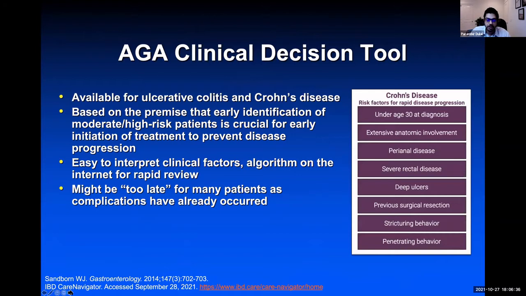So this is the AGA clinical decision support tool that was built in 2014, and it's available online for ulcerative colitis and Crohn's disease. And it's based on the premise that early identification of moderate to high risk patients being moderate to high risk for complications is crucial for early initiation of treatment to prevent disease progression. It's easy to interpret clinical factors, and they have an algorithm online for rapid review. And as you can see on the right here, it's very simple things like age, disease extent, perianal disease, severity or severe rectal disease, and depth of ulceration, but it might be too late. Some of these patients have previous surgical resection, stricturing behavior, penetrating behavior, which are prognostic of progression to future complications.